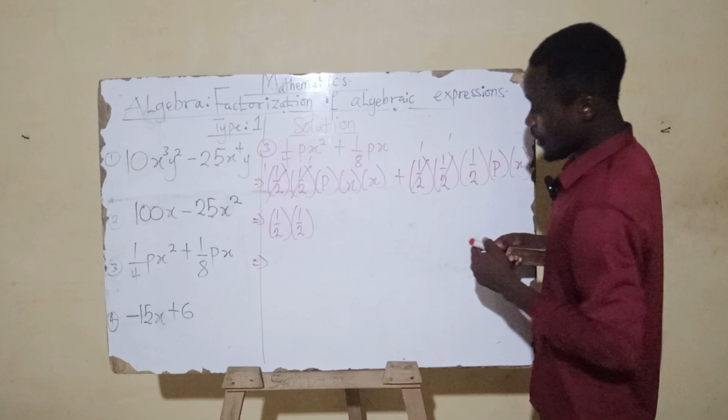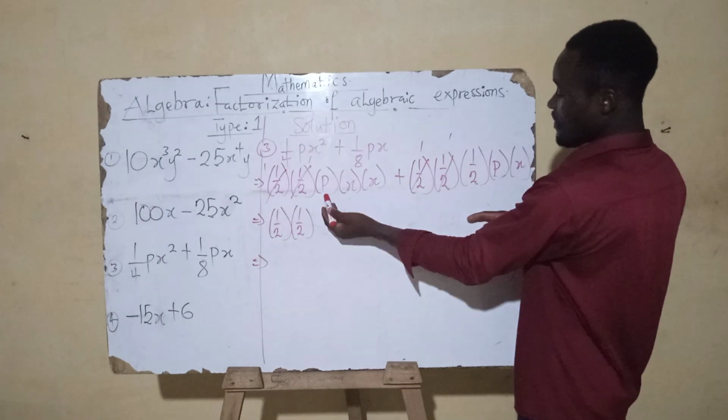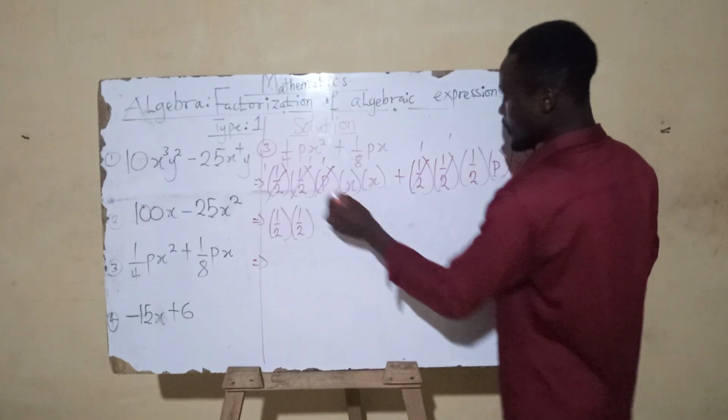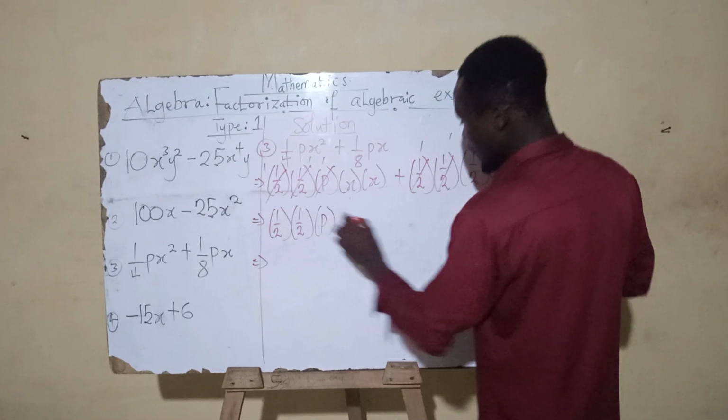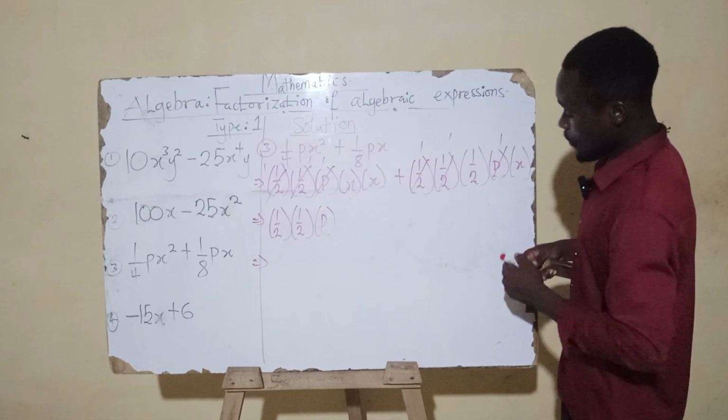We continue with the procedure. So here I have p, there's another p. So p is here, there is another p here too. So I will select p as another common term.